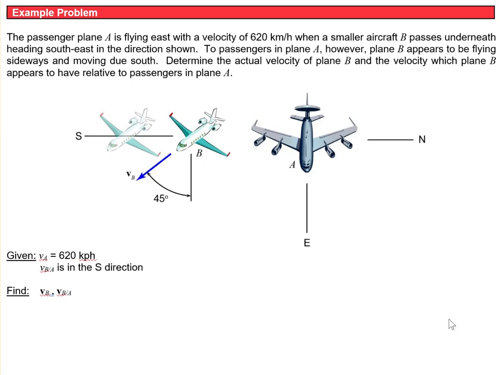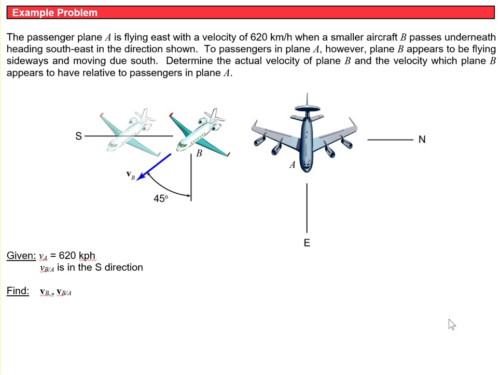In this problem, we have a passenger plane A that's flying east with a velocity of 620 kilometers per hour when a smaller aircraft B passes underneath, heading southeast in the direction shown. The passengers in plane A, however, see plane B flying sideways and moving due south. Determine the actual velocity of plane B and the velocity of plane B as it appears relative to the passengers in plane A. All right, so there's a lot going on in this problem statement.